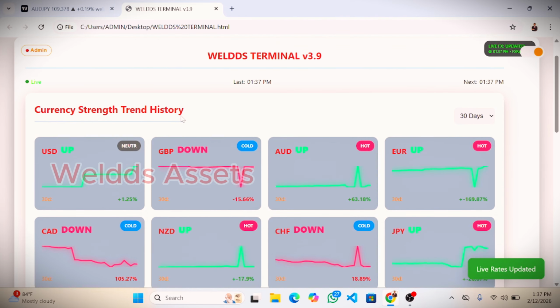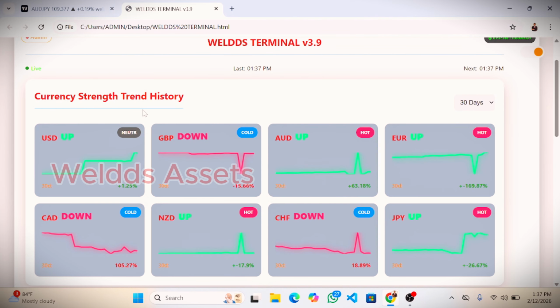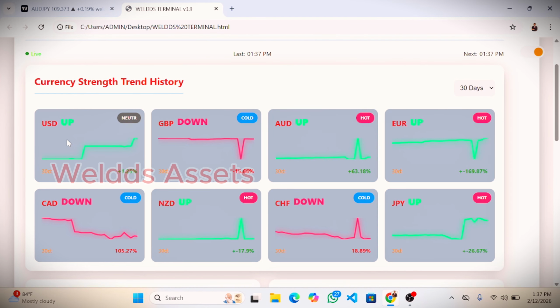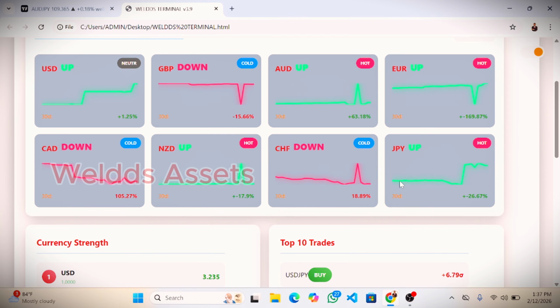Looking at the Weldds Macro Terminal, there are different areas. The first area is the currency strength trend history. This is telling you about what is happening in the market right now. And merely looking at the chart, you can see here that the US dollar is pushing this morning. Australian dollar is pushing as well. Euro, among other currency pairs, they are hot, okay?